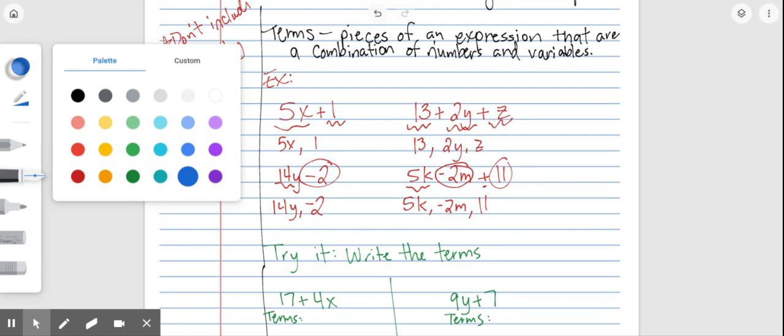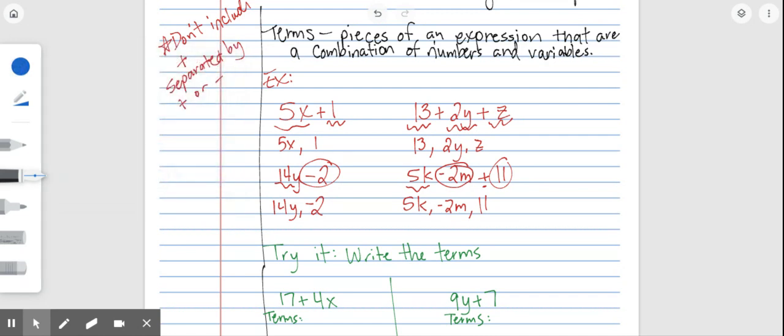All right, you should be coming back from writing that on your own. Now I'm going to go over it. Again, the terms are separated by the addition or subtraction, and they're the pieces that are a combination of numbers and variables. So 17 is one of the terms in this one, because 17 came first, and it's separated by an addition sign. On the right-hand side of the addition sign is 4x. So 4x is a second term. And the 4 and the x stay together because there's not an addition in between them to separate them. So 17 and 4x are your two terms.